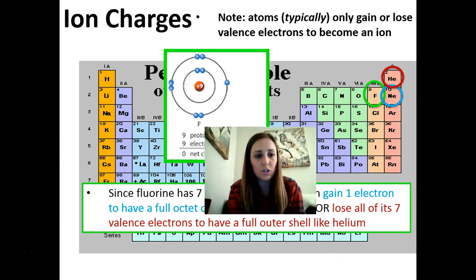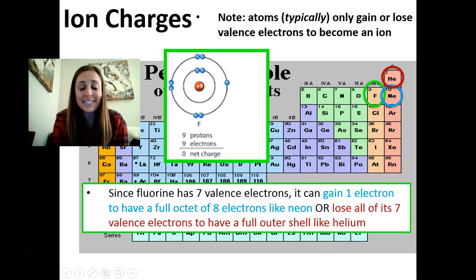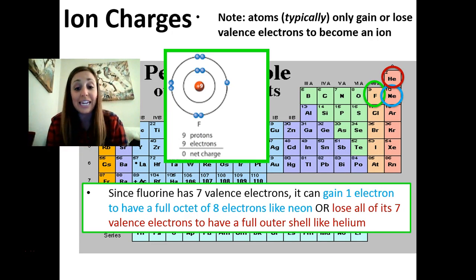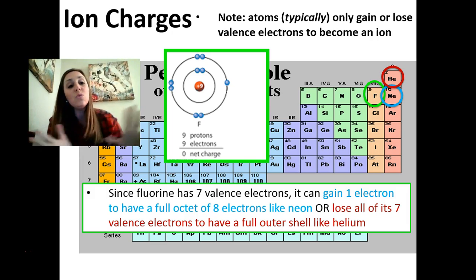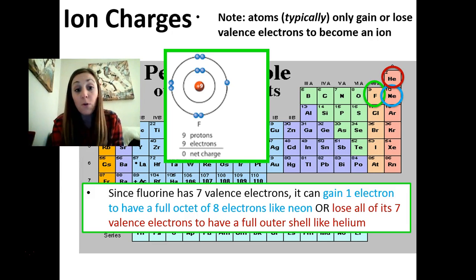So here's what you need to know. Since fluorine has 7 valence electrons, it can either gain 1 electron to have a full octet like neon, or it can lose all 7 of those electrons, and then it would have that full energy level, because this inner energy level would be its outer level, and that would be electrically like helium.